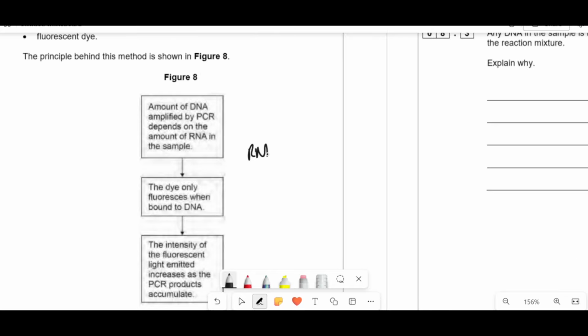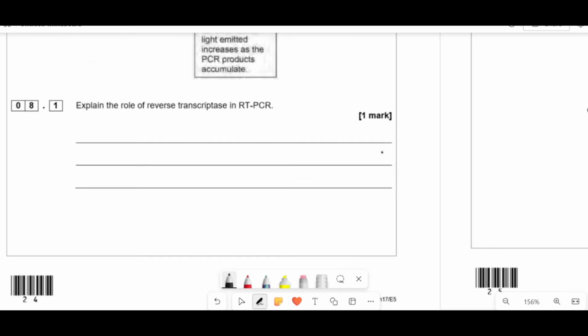So overall, what you've got is RNA, which is becoming DNA using reverse transcriptase. That should always make sense of what's going on before you dive into the question. It should take you minutes to do, or seconds really. And then as well as that, you're making more copies of it using PCR. It's in the name. So it says, explain the role of reverse transcriptase in this RT-PCR.